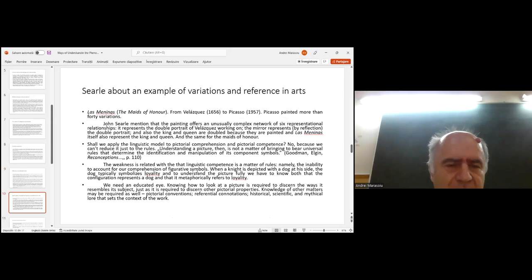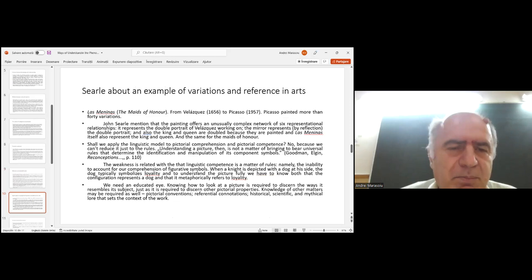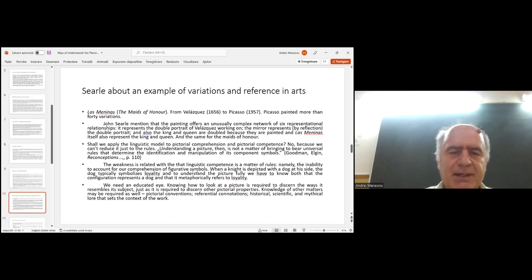Let's talk, for example, about this idea regarding references and exemplification, using a paper written by John Searle about a famous painting by Velázquez, who was the painter, Las Meninas, or the Maids of Honor.